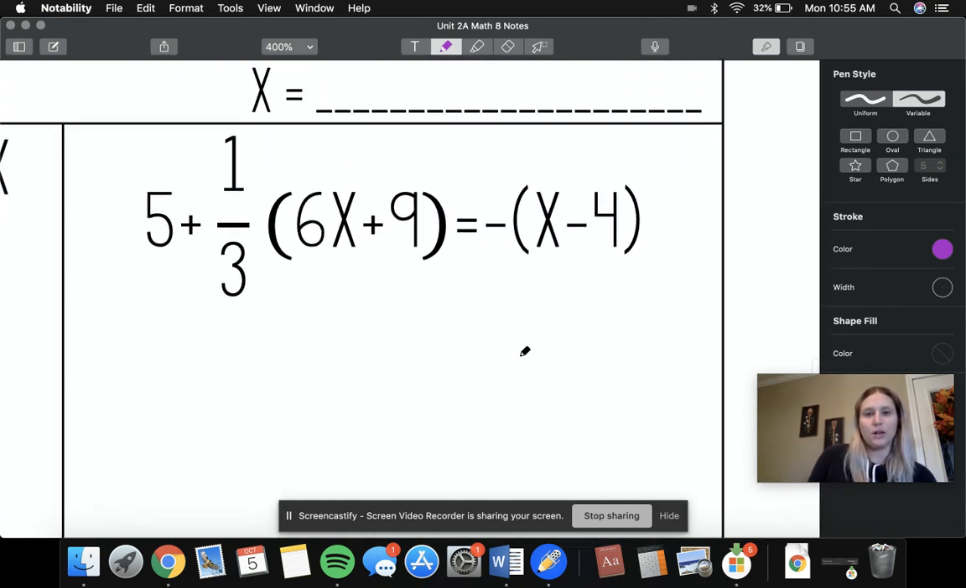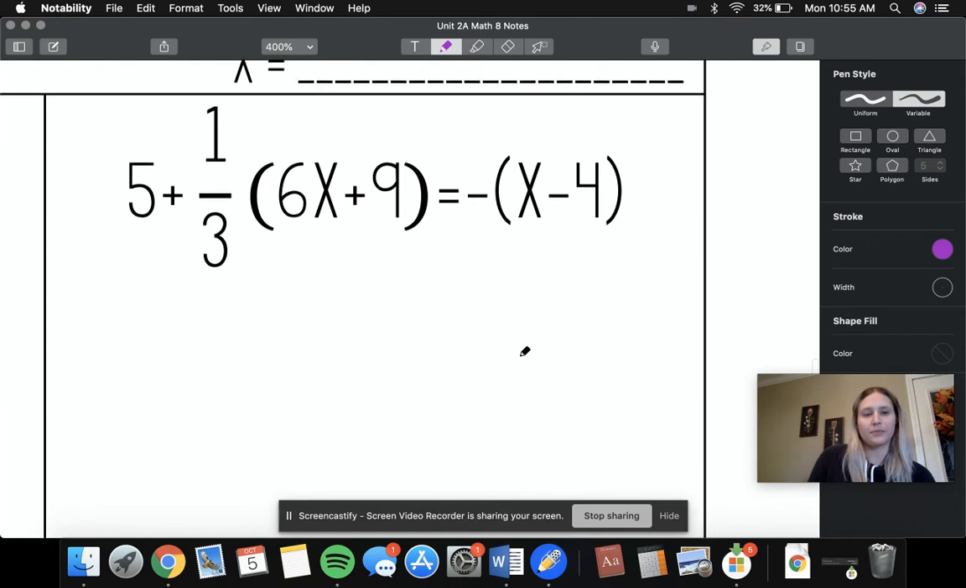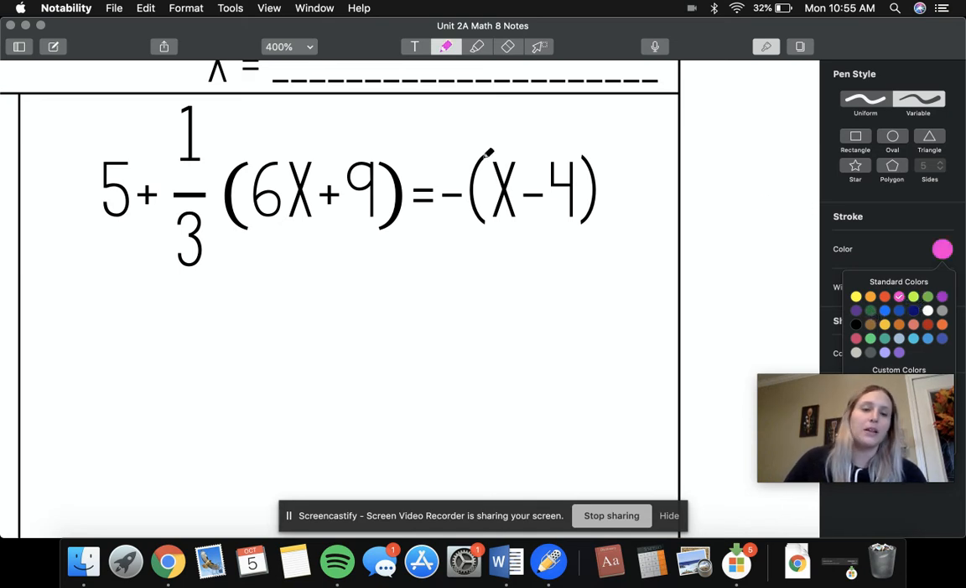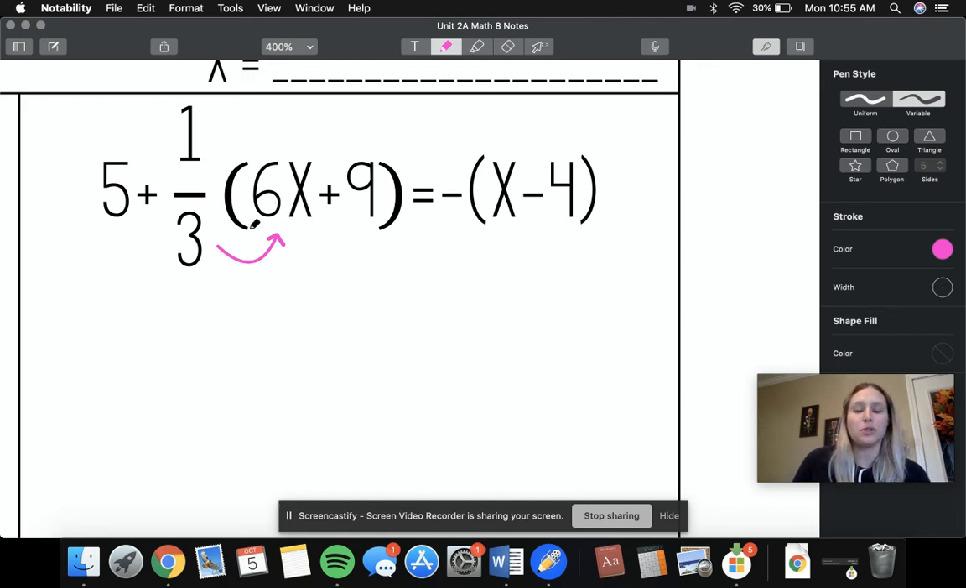All right, we're going to do one more problem. Okay. Again, I see two sets of parentheses, and so we are going to have to distribute first. So this problem right here, we see a 1/3 being multiplied by 6x plus 9. So I'm going to distribute 1/3 to 6. So you can do 1/3 times 6, and you would get 2, so 2x. And then we're going to do 1/3 times 9, and we'll get 3.